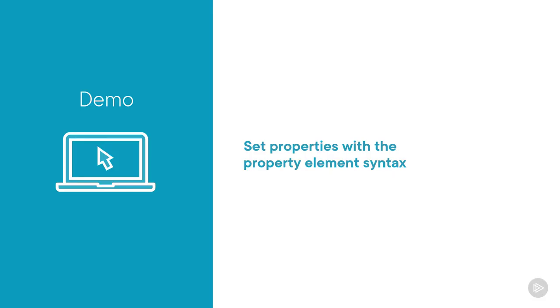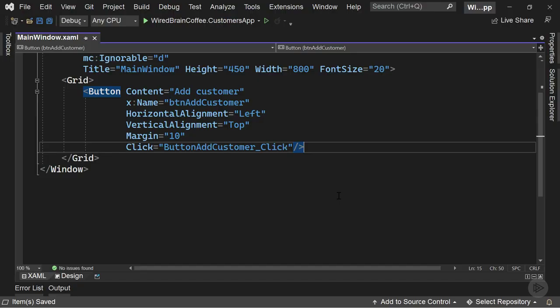In this demonstration you will learn how to set properties in XAML with the property element syntax. This syntax allows you to assign a complex object to a property. Let's switch to Visual Studio. Here I've opened the main window XAML file of our WPF project.